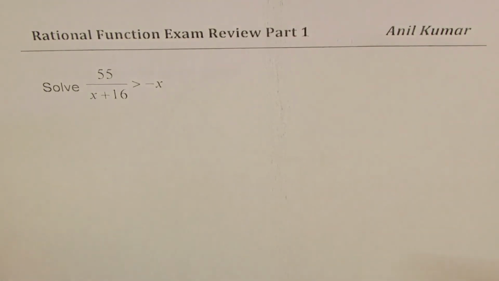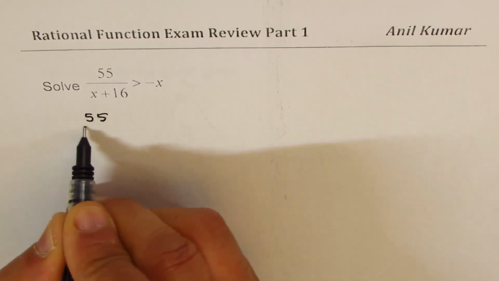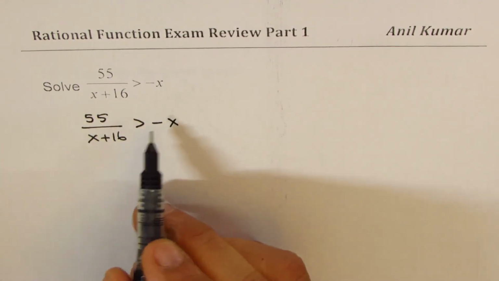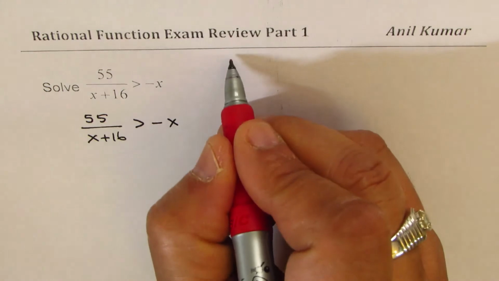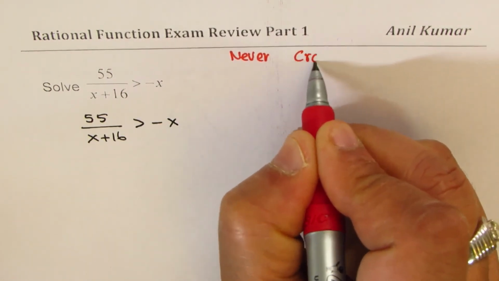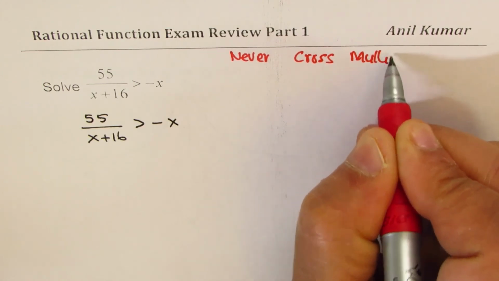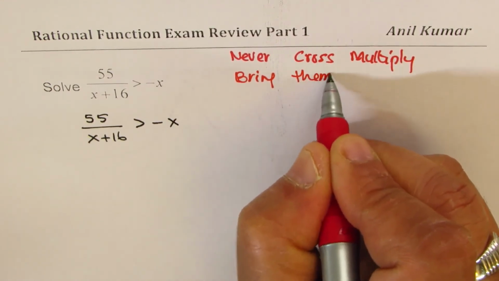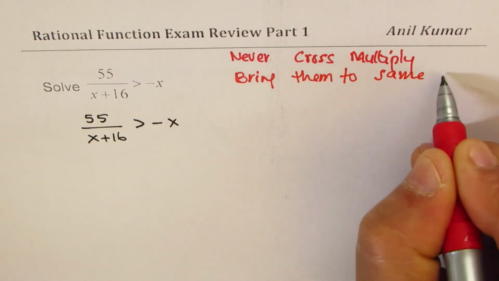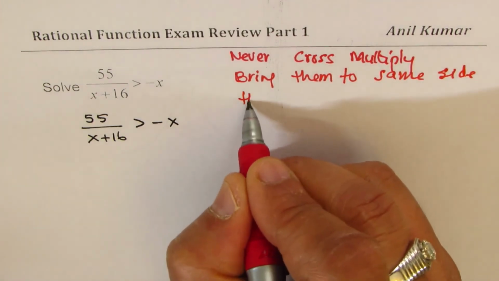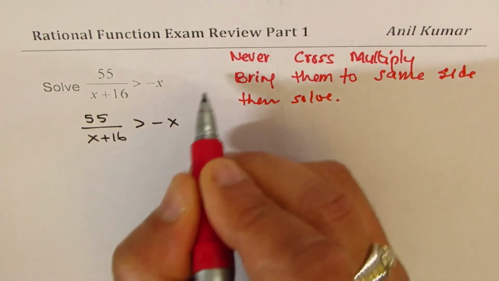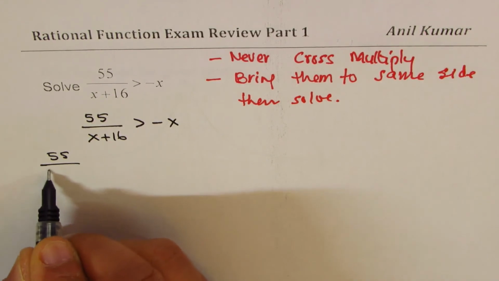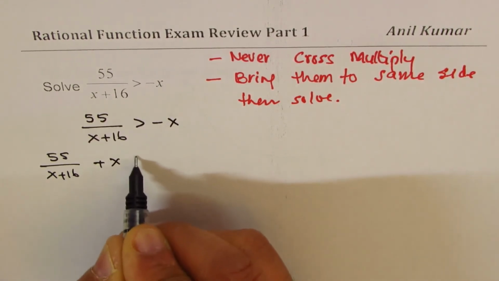So the inequality which we'll work with is 55 over x plus 16 greater than minus x. So in this case, never cross multiply, right? Never cross multiply. You have to bring them to the same side. Then solve. Do you understand? That is critical, right? So these are two things to remember. So we'll bring them to the same side. So we get 55 over x plus 16, plus x, is greater than 0.